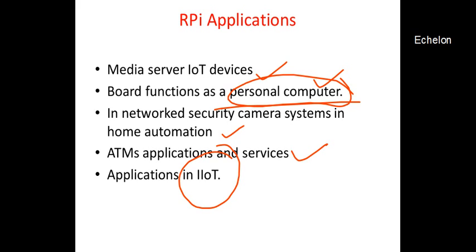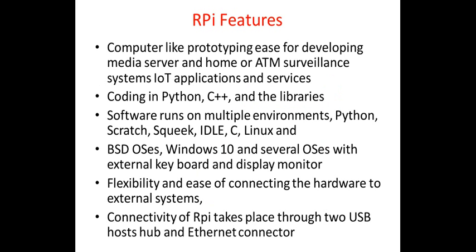Then certain features, because I have already told you the specifications and all, so getting the features is again a repeated one here. Anyway, we will quickly go through these things. Computers like prototyping, ease for developing media server and home or ATM surveillance system, IoT applications and services, coding in Python, C++, and the libraries. This is a very important thing.